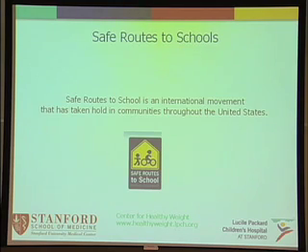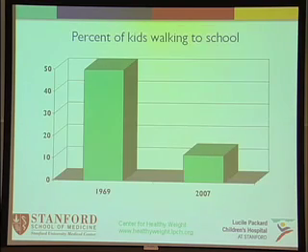So Safe Routes to School has been the big group that has worked on this. It is an international movement. It has taken hold in communities throughout the United States. And they like to cite that in 1969, 50% of the kids walked to school, and now it's a little over 10%. So there's been just a huge change. Again, in our day-to-day lives, we're not exercising.